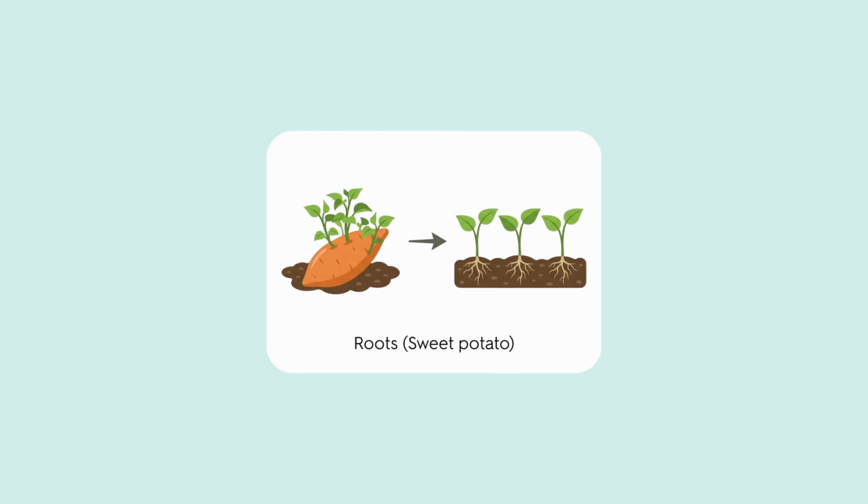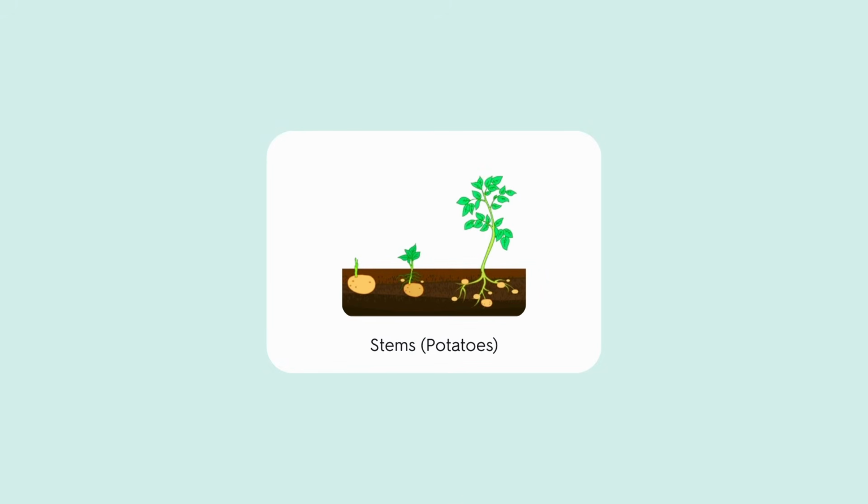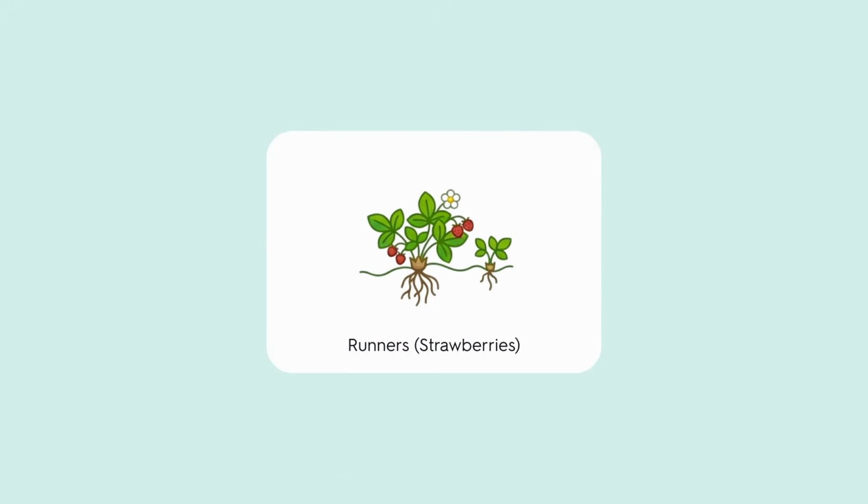More broadly, vegetative propagation can happen in different ways. Some plants can sprout new growth from roots, like sweet potatoes. Others reproduce from stems, like potatoes growing from eyes. And some spread using runners, like strawberries sending out a stem that takes root and starts a new plant nearby.